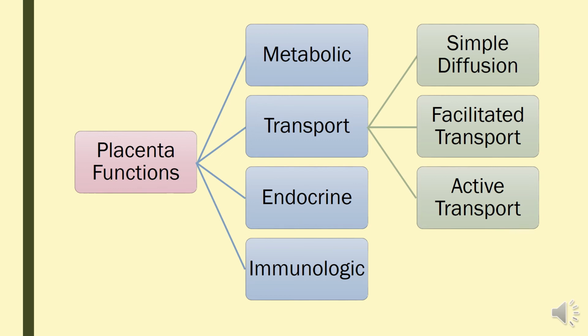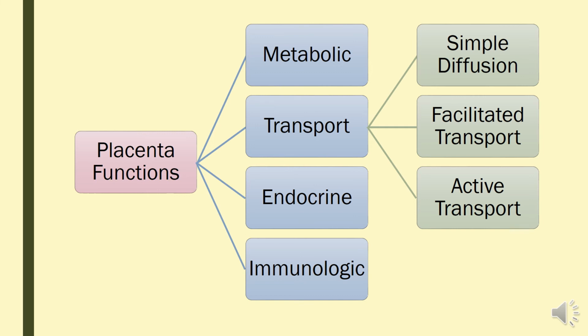The endocrine properties of the placenta produce HCG, or human chorionic gonadotropin. This supports the corpus luteum, and it also produces HPL, estrogen, and progesterone. By the 11th week, there's enough estrogen and progesterone produced by the placenta to support the pregnancy.